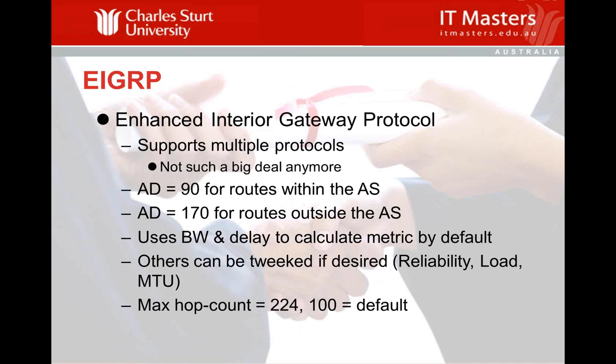The reason they only use bandwidth and delay is because if you use the other three, and you can administratively change those if you like, the actual calculation becomes very complex and it uses more CPU and memory than you really want to use. And it becomes very, very difficult to actually manage. Moving on, it also has a maximum hop count of 224, so much better than RIP's 16. Although the default hop count is set to 100. But still, a hop count of 100, wow, that'll get you a long way. If you've got a network that's bigger than 100 hops, I'd be extremely surprised.